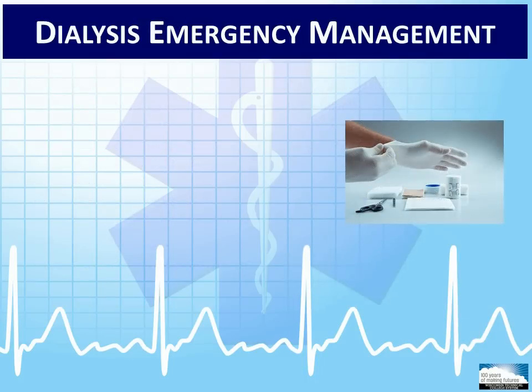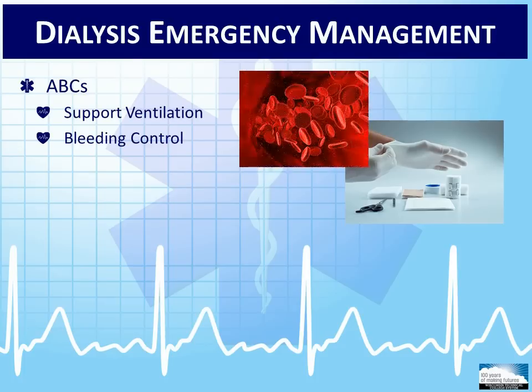When managing a patient with a dialysis emergency, begin with the ABCs. Support ventilation if necessary, and also ensure the patient is not bleeding from the access site. If bleeding is present, it must be controlled. Direct pressure and elevation should be used first to address bleeding from the access site. Hemostatic dressings may also be employed.